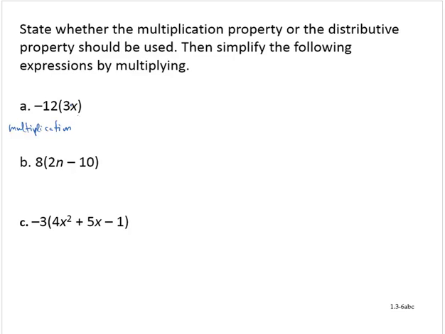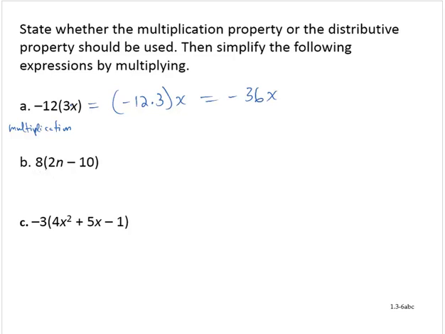And so then using the associative property, I can rewrite this as negative 12 times 3 times x, which is negative 36x. Now in practice, we just understand that we just multiply the negative 12 by the 3 and we leave the variable factor alone.